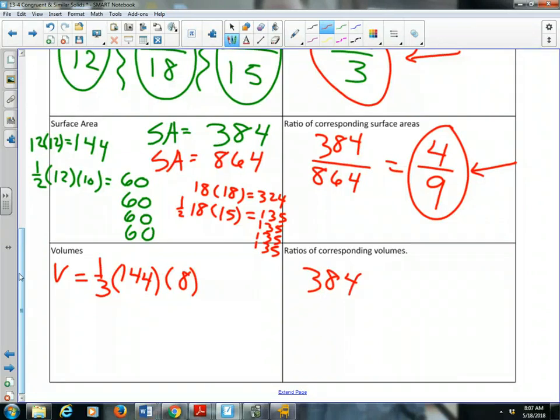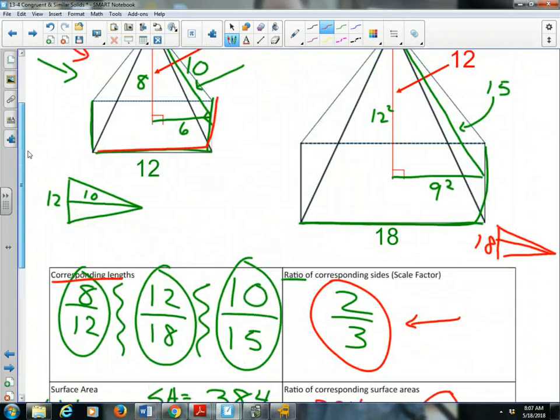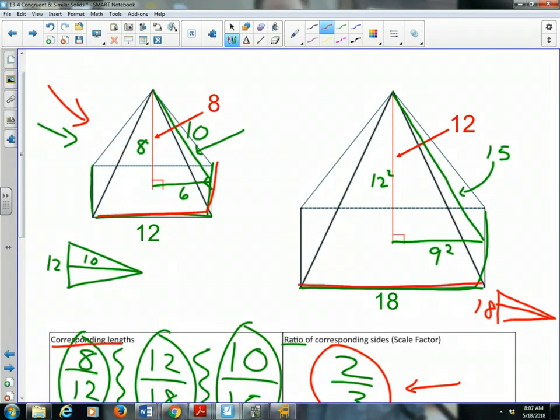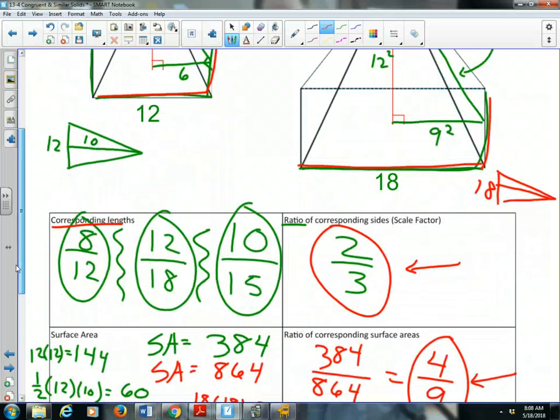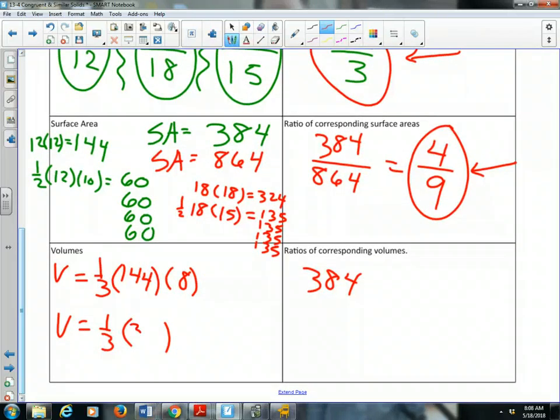And then the volume of the bigger one is 1/3 the area of the base, and the area of the base is a square again. It's 18 by 18, and 18 times 18 is 324, multiplied by the height of 12. So when we multiply those three, the volume is 1296. So let's see what the ratio of the corresponding volumes are.